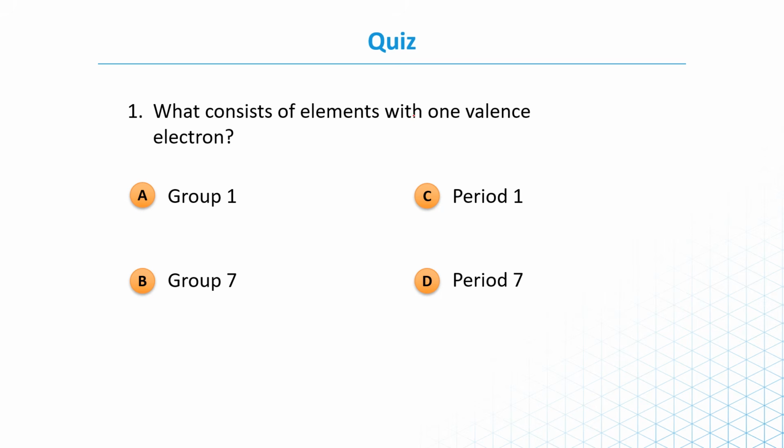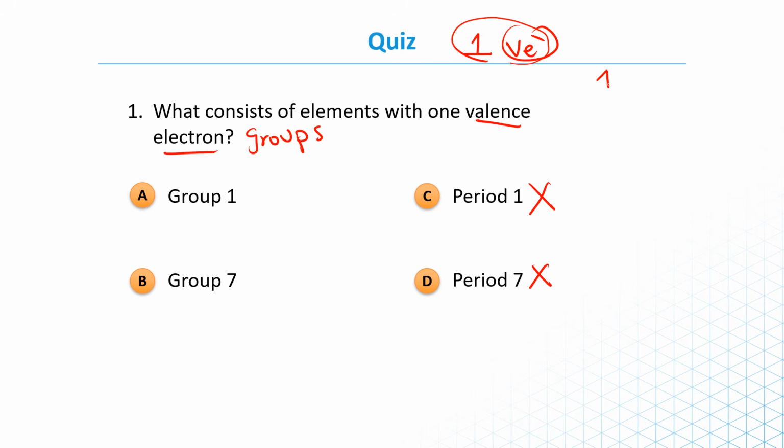So what consists of elements with one valence electron? So if you have one valence electron, what does that tell you about the element? Where is it in the periodic table? Is it in period 1? Is it in period 7? Or is it group 7? Or is it group 1? Remember, we said valence electrons will give you groups, right? So automatically, you should remove these answers. Now remember, if you have one valence electron, that's automatically group 1, right? And that's why we choose group 1.